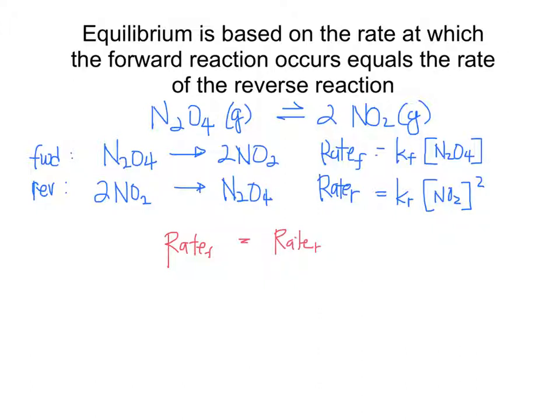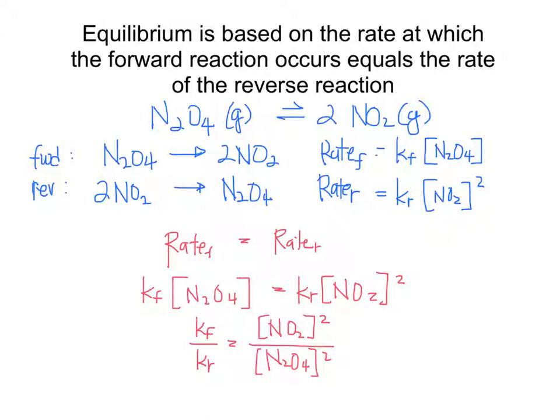And so if I replace these into this equation, it should look like this. Kf times the concentration of N2O4 equals Kr times the concentration of NO2 squared. Kf and Kr are constants, so I'm going to go ahead and move variables so the K's are on one side and the concentrations are on the other.